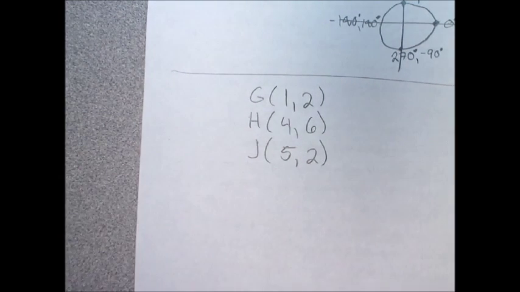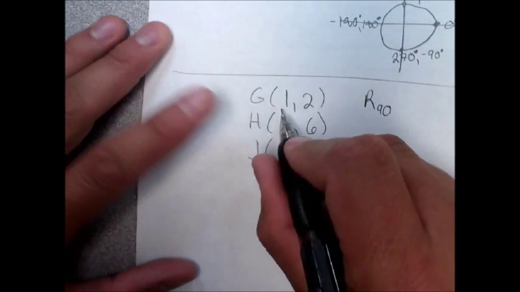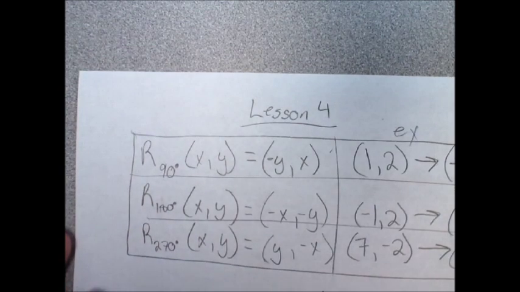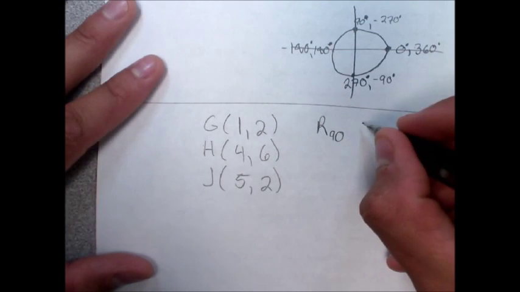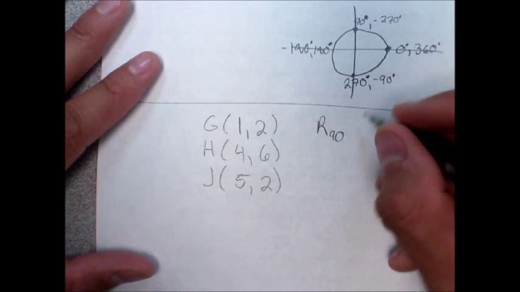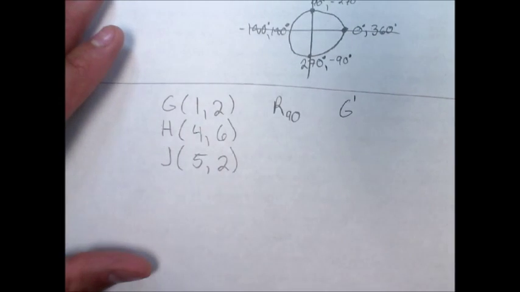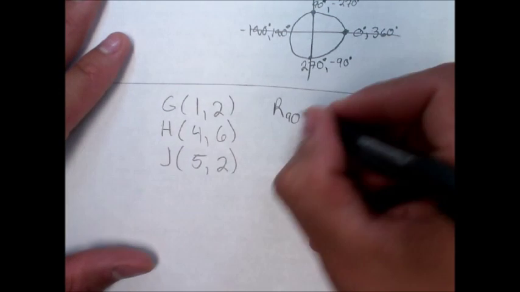Okay, now it says perform a rotation of 90 degrees. So I'm going to rotate 90 degrees of this point right here. I'm going to look at my little cheat sheet. It flips it and changes my y. So I'm going to flip it, change my y. So G rotated 90 degrees will be G prime, and it'll be negative 2, 1.